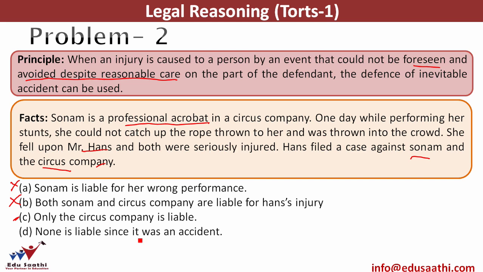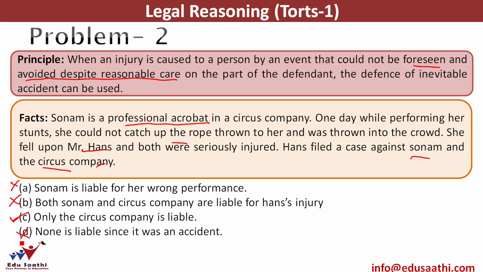Last is none is liable since it was an accident. We already discussed that it was an accident on the part of Sonam, because she took reasonable care and she could not catch the rope, so she is not responsible. But the circus company is liable for not taking reasonable care and making arrangements for the foreseeable accidents which could happen due to the person who is performing.